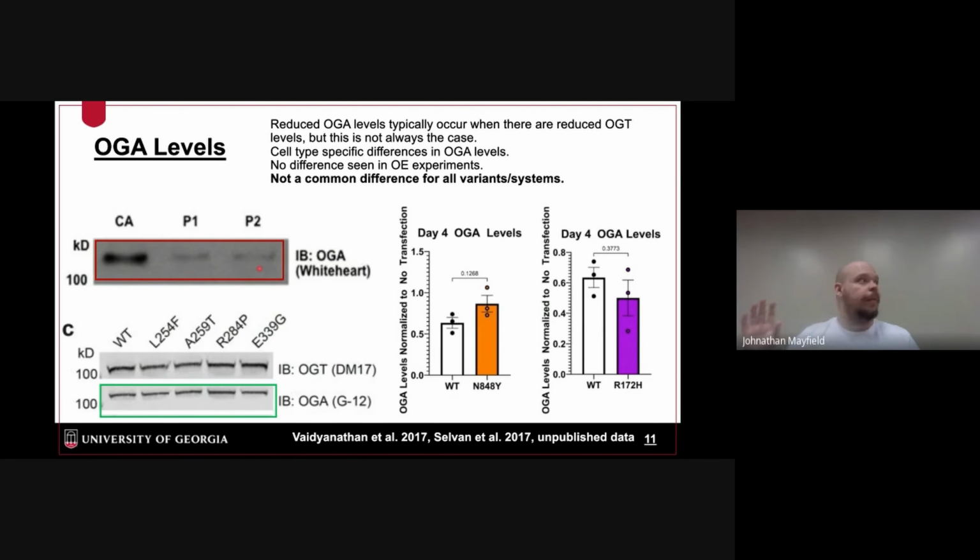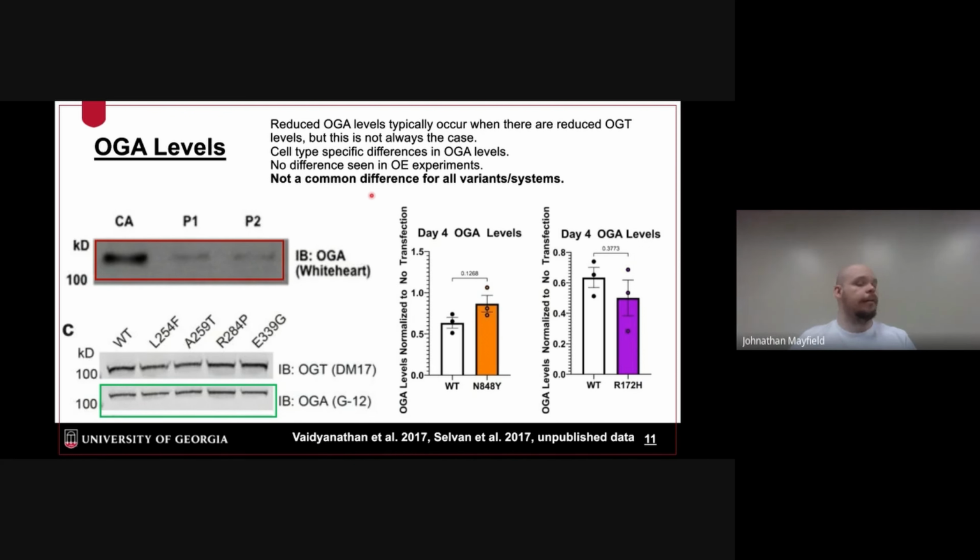So with that first one, we thought, okay, maybe it'll work. We took that same variant along with some others, and we engineered those into embryonic stem cells, so very early in terms of the development. And we didn't see a change there. And then there's also evidence suggesting for other variants that we don't really see a big change in the OGA levels. So unfortunately, again, not a common difference for all the variants. And what we really need is something that we can look across the board for.